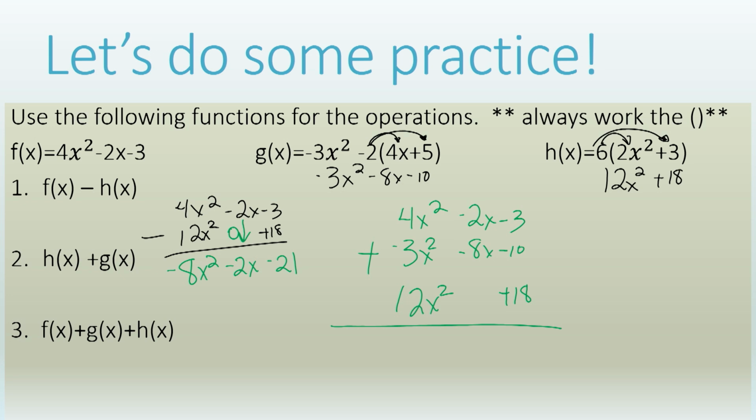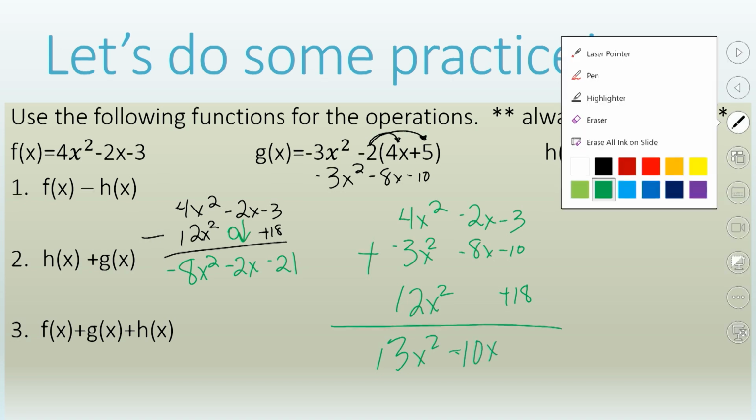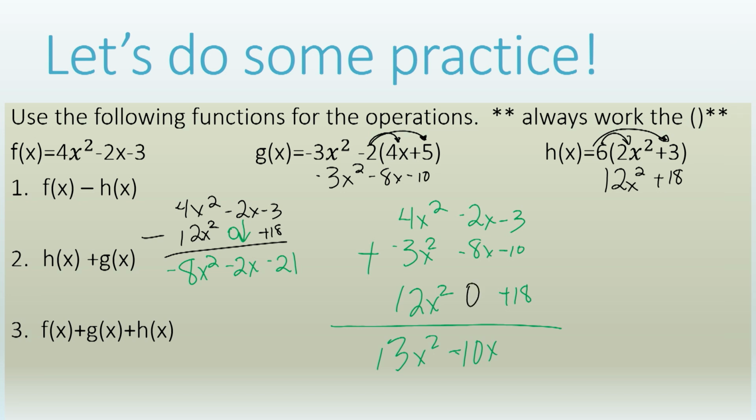All right, so I have 4 plus a negative 3 plus 12. What did we get? If you plugged it into your calculator, I would put 4 plus negative 3 plus 12. I get 13x squared. I have negative 2 plus a negative 8. I get negative 10x. If you want to put a 0 there as a placeholder, that is more than okay.